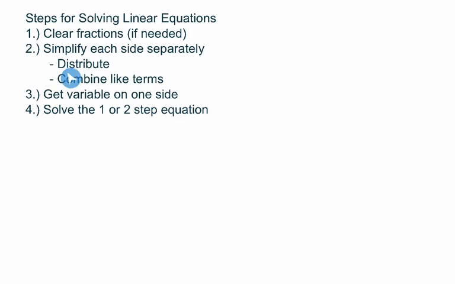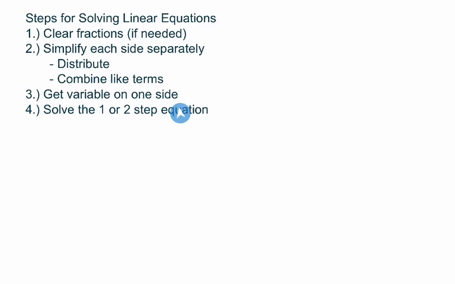Then you'll simplify each side separately. Well, what do we mean by sides? First of all, each side means each side of the equal sign, and you're going to simplify them independent of each other. So you'll simplify the left side and you'll simplify the right side. By simplify, we mean distribute and combine any like terms.